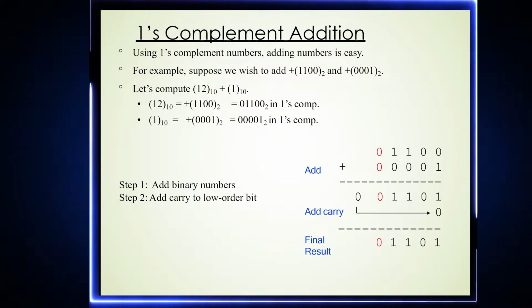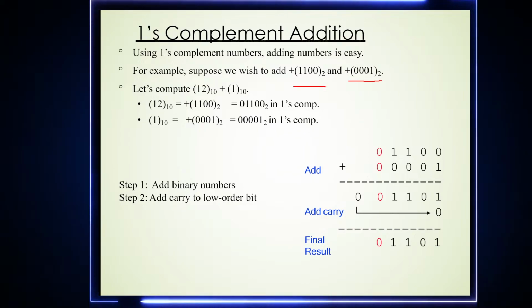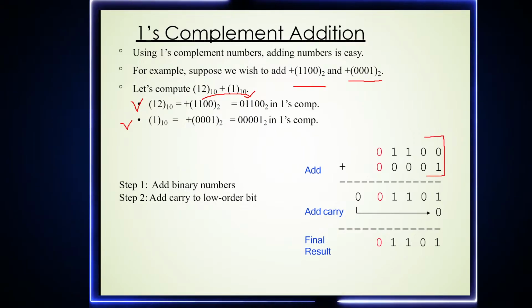Okay. This is just an example. So what this example says is they have given us two binary numbers, and they have asked us to add them. Right. So first, what did they do is okay. So this is binary number 12. This is binary number 1. Okay. And what they did is they first found out the ones complement and then added it, right? So what did they do? Step 1 is to add the binary numbers.